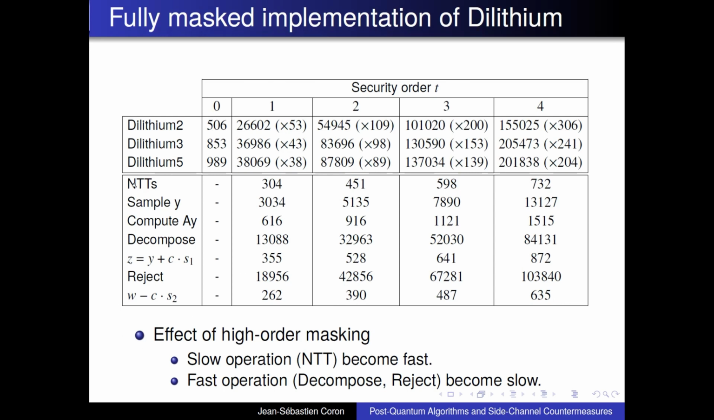And what is interesting is that for an unmasked implementation, normally the polynomial multiplication, the NTT, is slow. It has been optimized. But on the other hand, when this is a linear operation, it becomes very fast compared to the rest when we apply the side-channel countermeasure. And conversely, there are some very fast operations like the rejection sampling and the decompose, which are straightforward when you are unmasked, but which become very costly when you want to apply higher order masking.